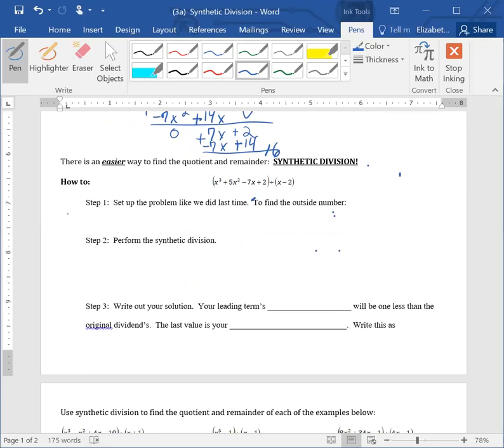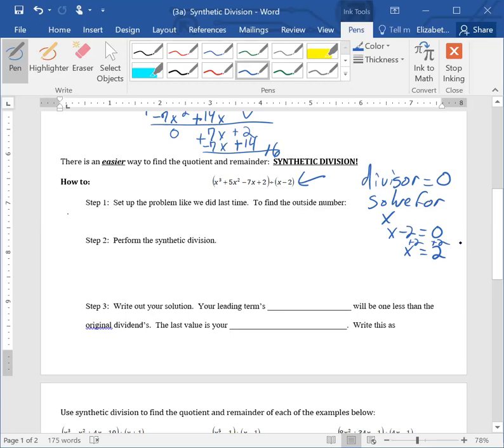All right, so we're going to set up the problem just like we did last time. Only instead of using our x minus 2 as our outside number, we're going to set the divisor equal to 0 and then solve for x. So this is the divisor. Remember, that's the thing doing the dividing. So x minus 2 equals 0. So x equals positive 2, because we just add 2.